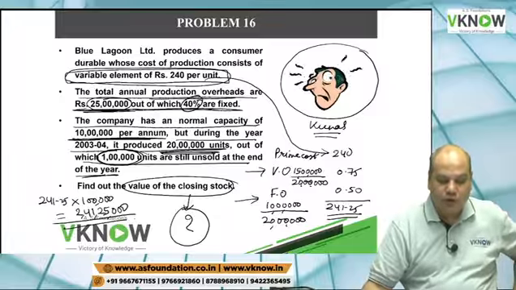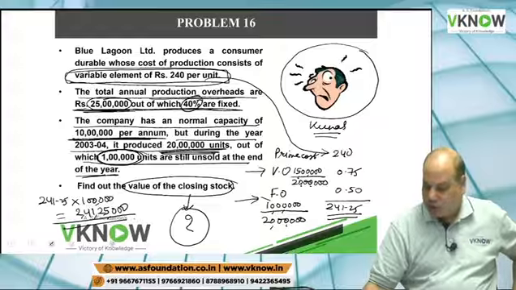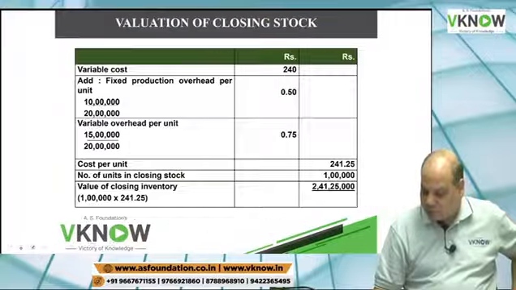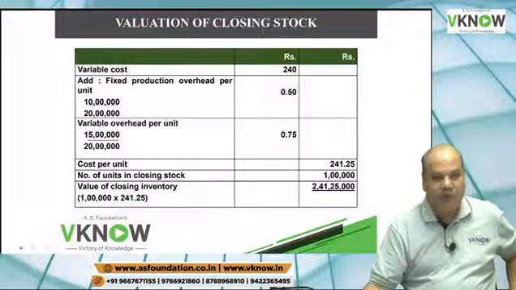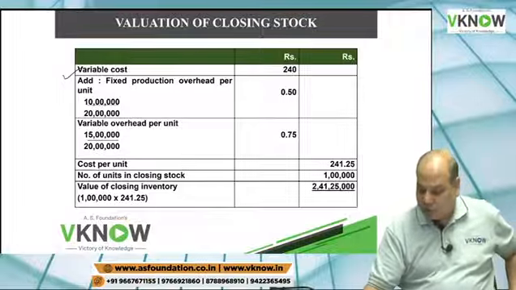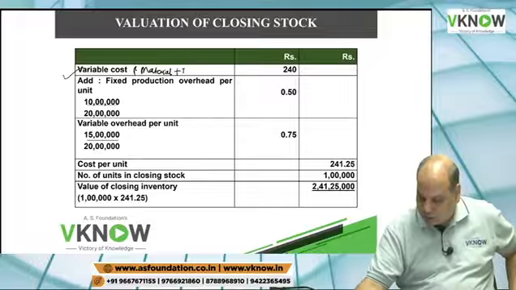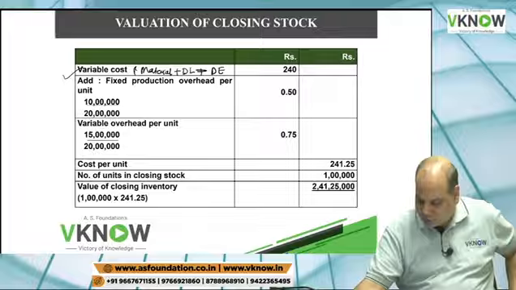2 crore 41 lakh 25,000. So the answer should be presented like this on the screen. Variable cost, now this you write down here. Variable cost is material plus direct labor plus direct expense.